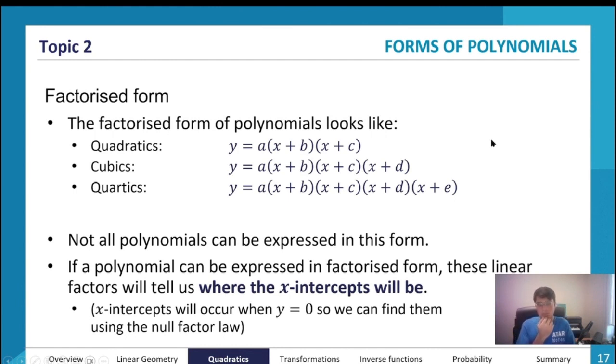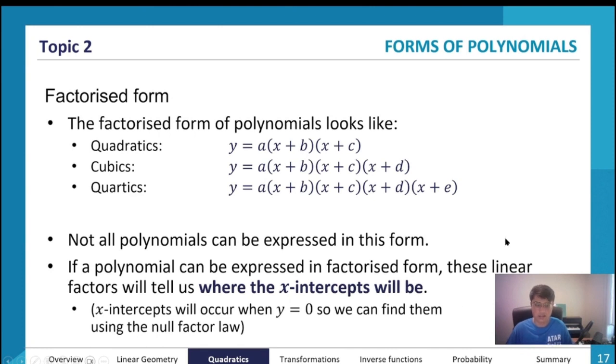Now, not all polynomials can be expressed in this form, and we'll look at why that is in later slides, but you always want to be looking out for opportunities where you can take an expanded form polynomial, that's a previous form we looked at, and convert it to a factorized form. And we'll again look at why that's useful later, as well as how to convert it from expanded to factorized form.